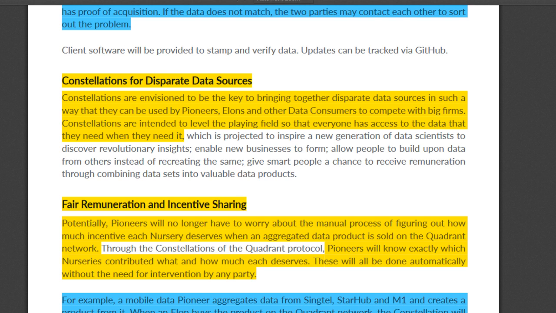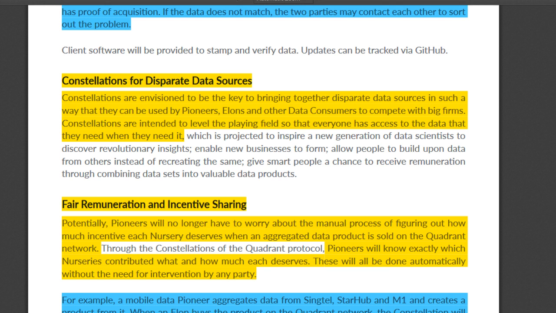And then fair, remunerating, incentivizing, sharing. Pioneers will no longer have to worry about the manual process of figuring out how much to incentivize each nursery. So that's a group of atomic data providers, the small people there, when they aggregate a data product to be sold on the Quadrant network, because everything's going to be stamped. It'll already be in the smart contract how much of the total amount belongs to each atomic data producer.